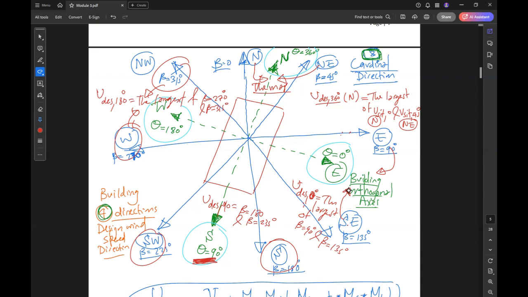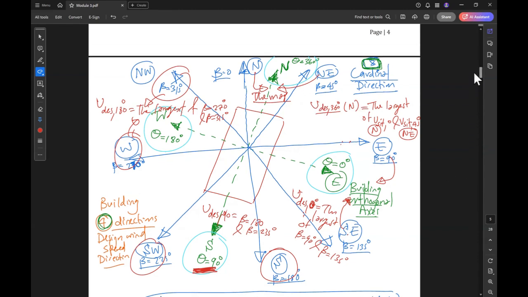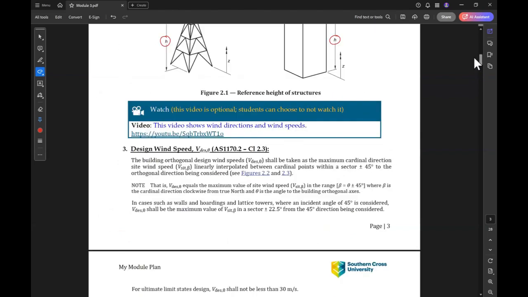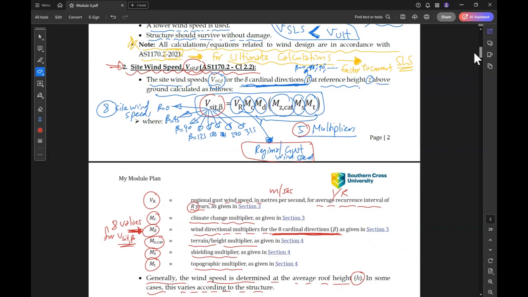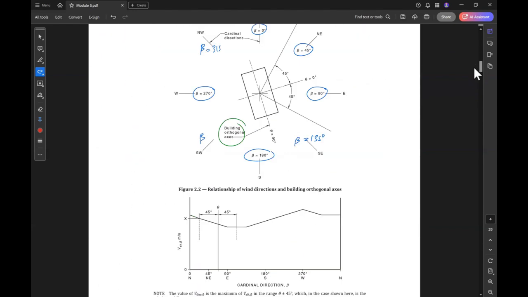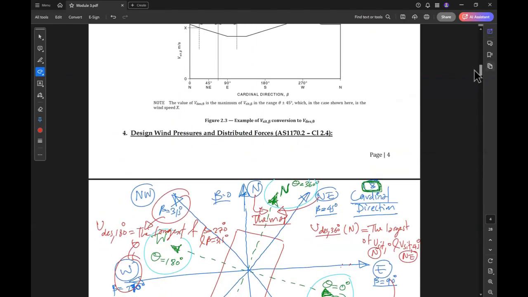So the main thing is to determine V site beta. If we get V site beta correctly, we can easily find V design. So again here, we need to find V site beta. We will have 8 values. The 8 values will give us 4 orthogonal design wind speeds for the building. Okay. If the orthogonal axes align with the cardinal directions, is this a problem or will this be easier for us?